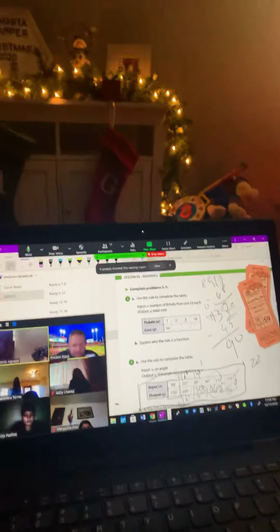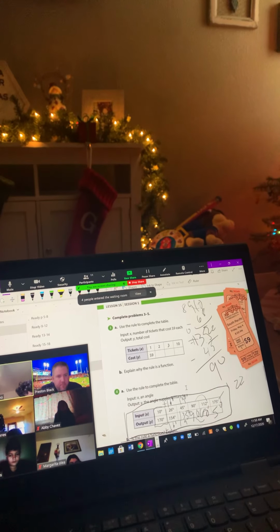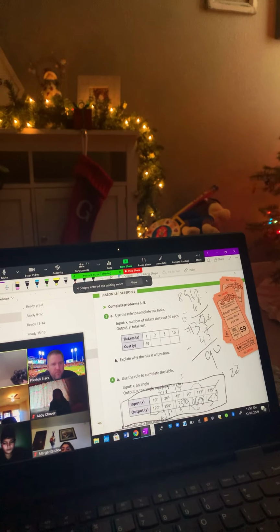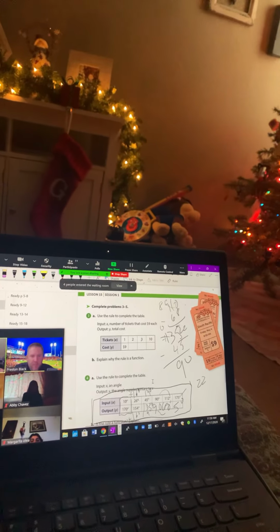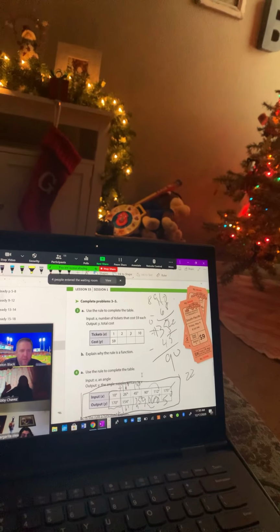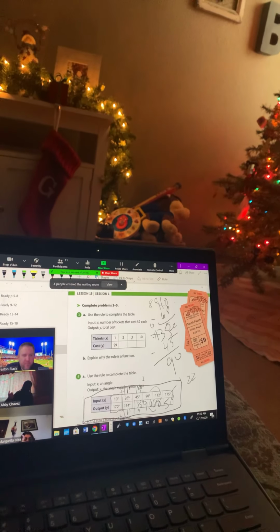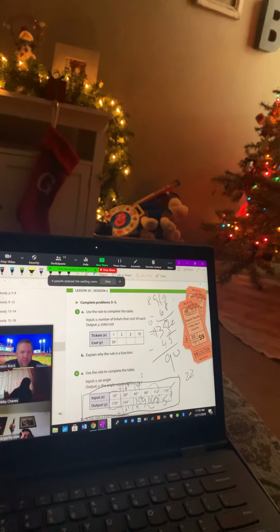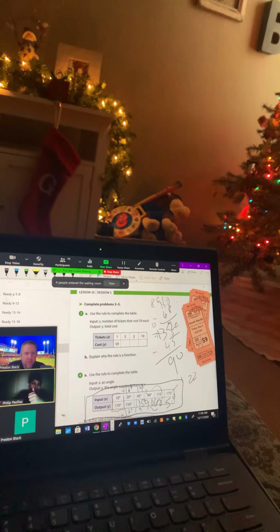So now let's look at this. Is this a function? Is this a function? What do you think? Thumbs up if it is, thumbs down if it isn't. Thumbs up. We got 1 thumbs up. 2 thumbs up. 3 thumbs up. Cassandra, what do you think? Thumb up. Gabriel? Oh, we lost Gabriel. Okay.